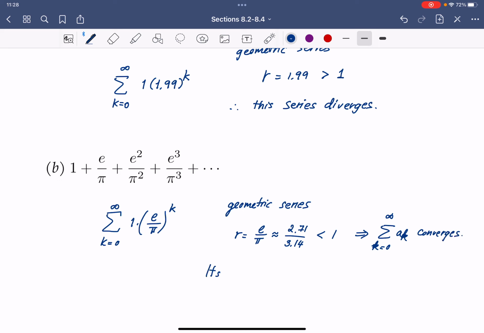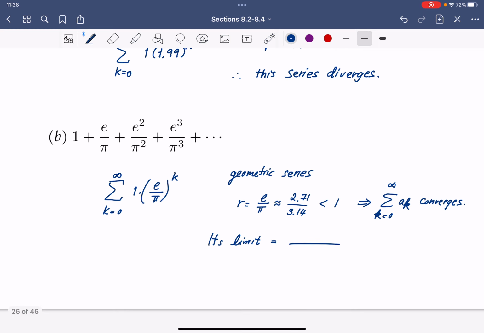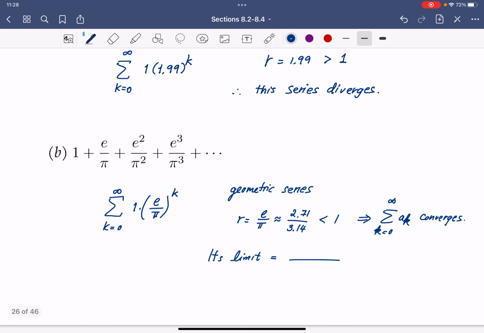Its limit is going to be the first term over 1 minus the common ratio. What is the first term here? The first term is going to be 1. The common ratio is going to be e over pi. So it's actually pi over pi minus e.